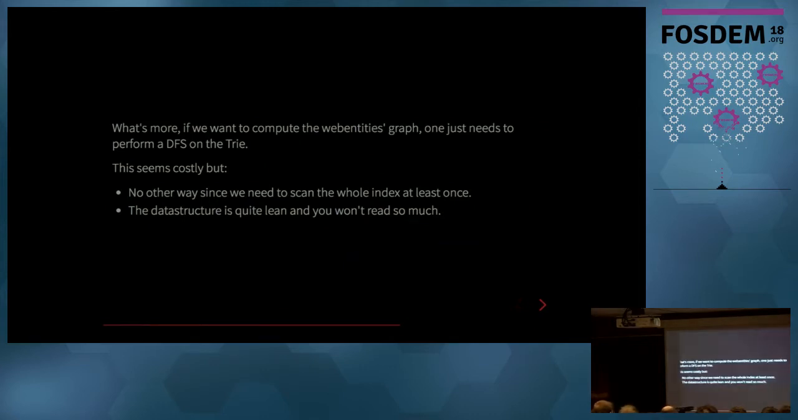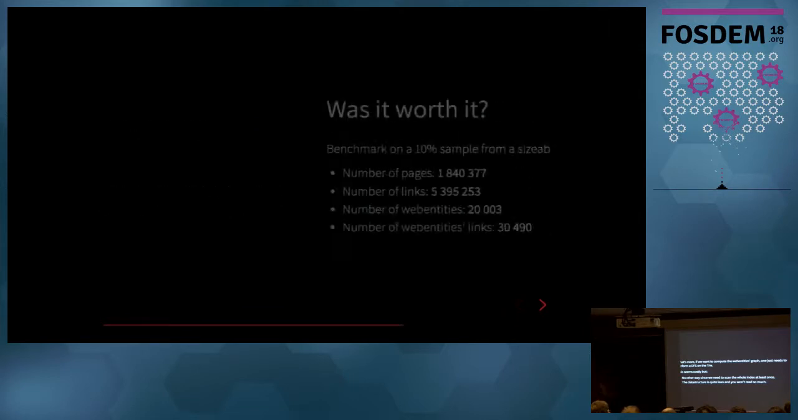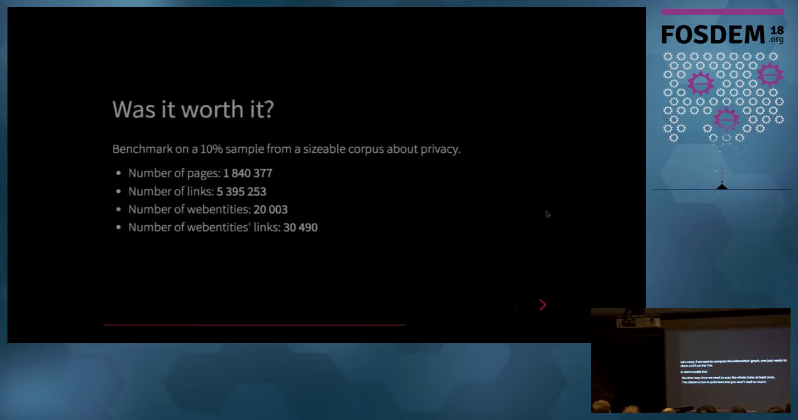Okay, so now, what's more, if you want to compute the web entities graph sitting on top of the web pages one, you just need to perform a simple depth-first search on the tree. This seems costly, and usually it is, but here there is no other way around because you have to scan the whole database at least once. And since the structure is quite lean and light, you won't need to read so much. Okay. So the question here is, was it worth it?